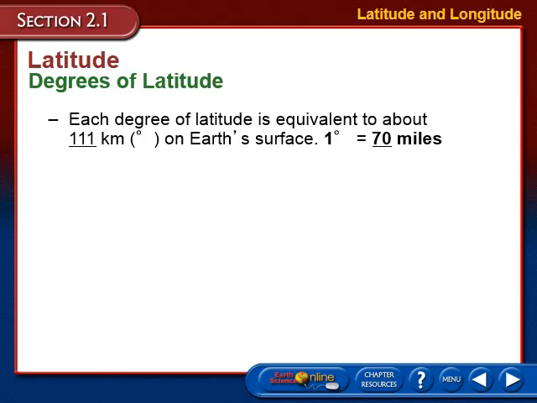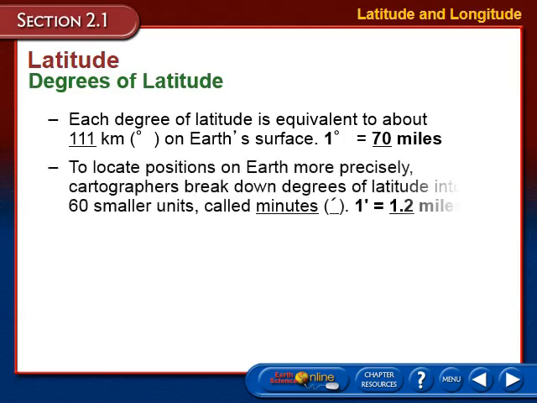Each degree of latitude is roughly equivalent to about 111 kilometers. That equals about 70 miles, to put it in more American measurements. In between these degrees is an even smaller unit of measurement. If we're thinking kilometers, meters, centimeters, millimeters, there's an even smaller unit under degrees, called minutes. And a minute is about equal to 1.2 miles.